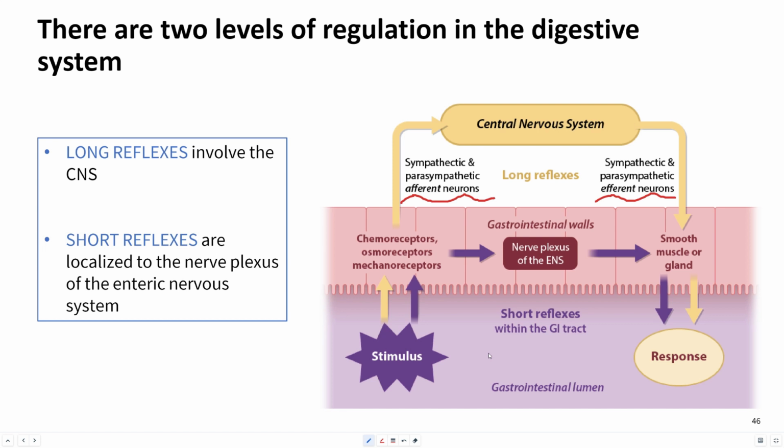That revolves around the chemoreceptors, osmolar receptors, and mechanical receptors in the intestinal wall through the enteric nervous system, and then it triggers a change to the smooth muscle or gland, which then responds. So there are two mechanisms of control in your GI.